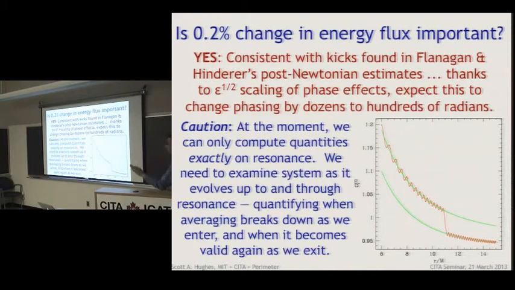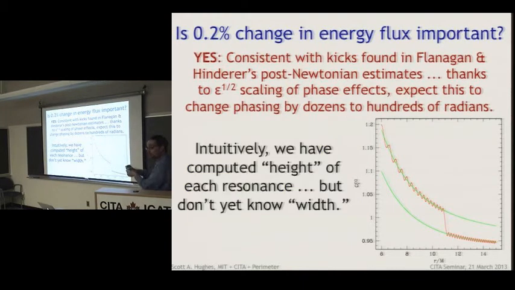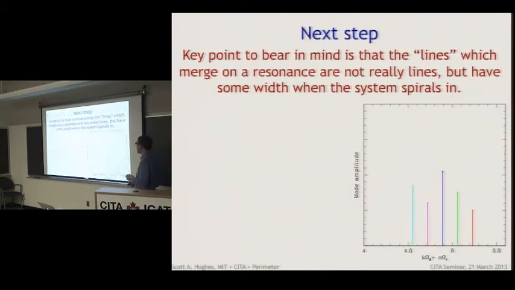But I have a cautionary note, which is that at the moment, the code that we've developed for this can only compute quantities that are exactly on the resonance. This is not enough for us to assess how big of an effect we would have as we do a full inspiral and evolve all the way through a resonance. So what we need to be able to do is look at how the resonant combination of modes is set up, we understand it right at the peak, and then how it comes out again as we exit the resonance. I'd sort of say intuitively, we've now computed the height of each resonance, but we don't know the width. That is what we are gearing up to do next.